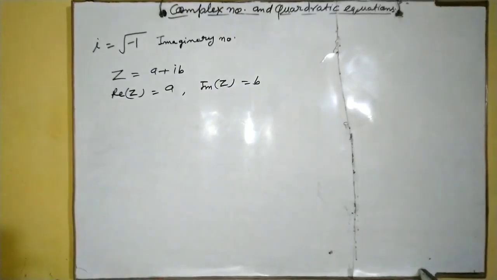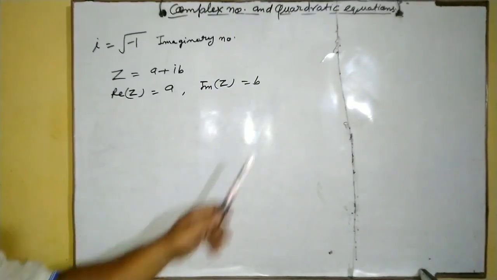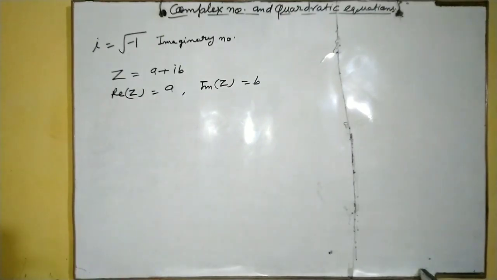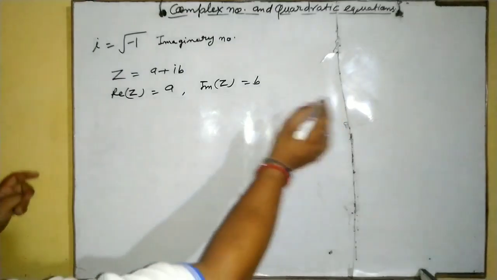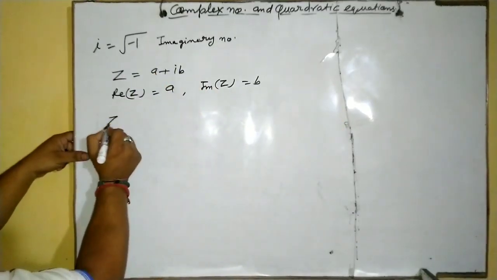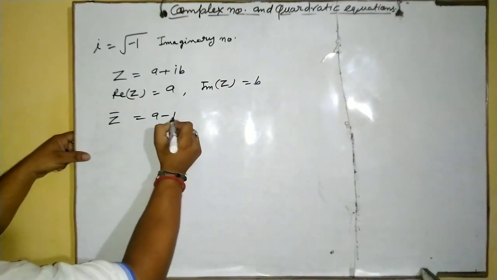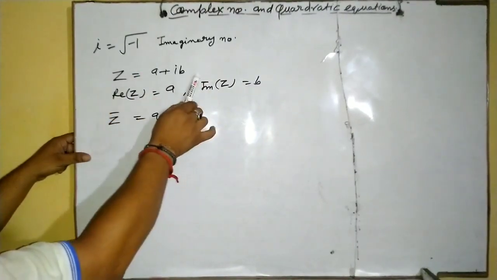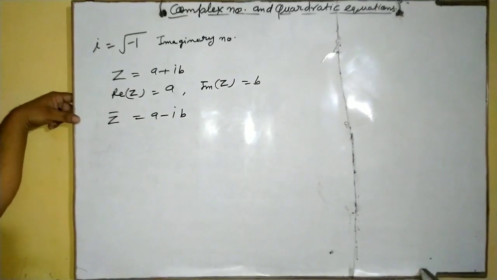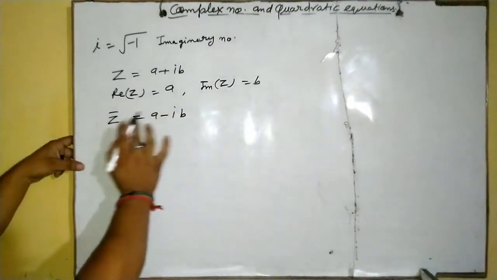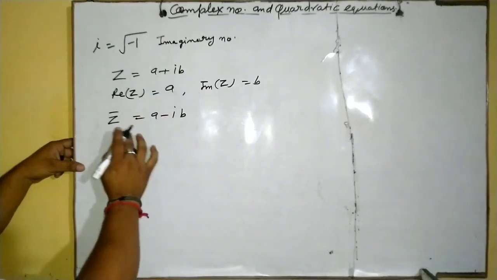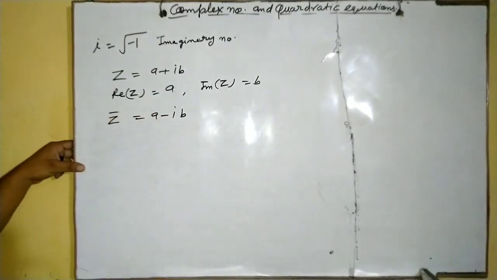Any number which is represented as a sum of a real and an imaginary number is known as a complex number. It is denoted by z. The conjugate of z is known as z bar, which is equal to a minus ib. If z equals a plus ib, then z bar equals a minus ib, known as the conjugate.